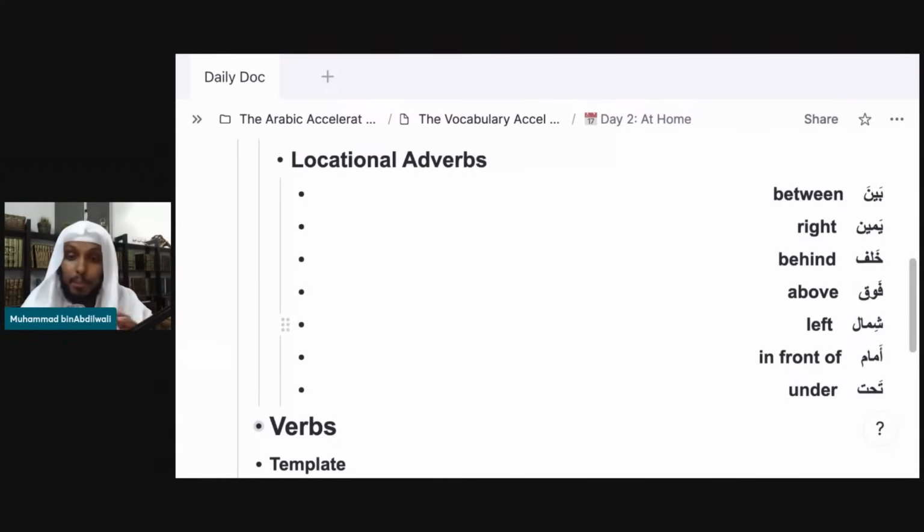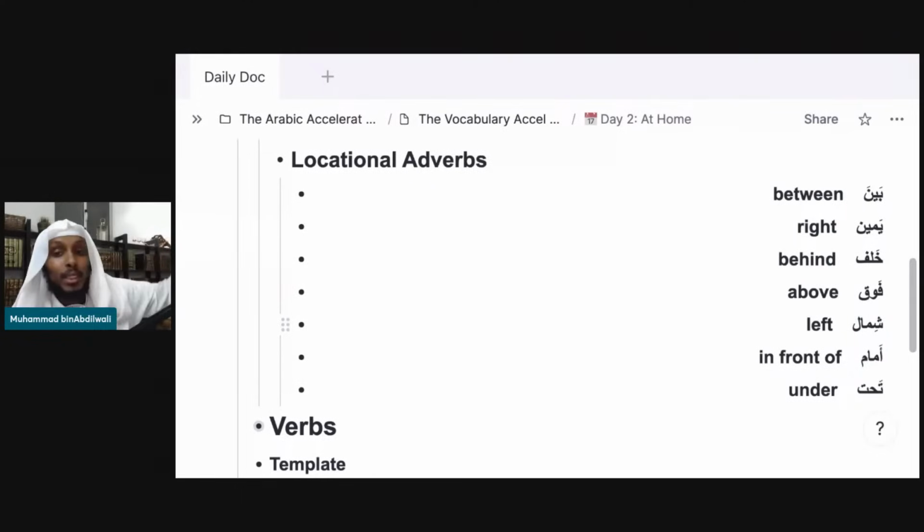So the first one is bayna, in between. So you might have, let's say, a pen that is in between two books. You would say al-qalamu bayna al-kitabayn. Or you might say, for example, al-masjidu bayna al-bayti was-suq. The masjid is in between the house and the shop. Yameen means to the right of something. Bayti yamin al-masjid. My house is to the right of the masjid.